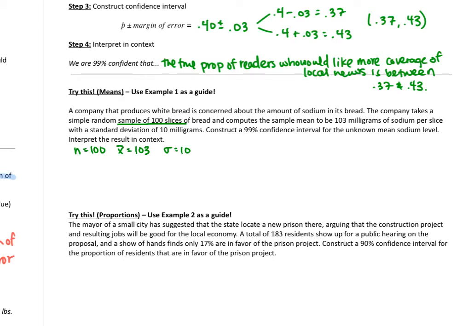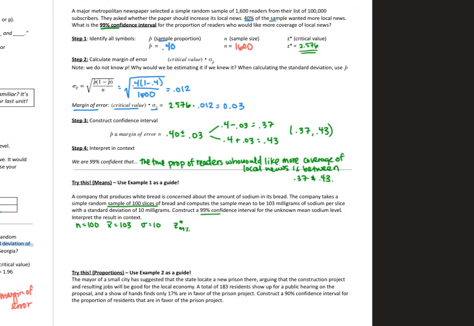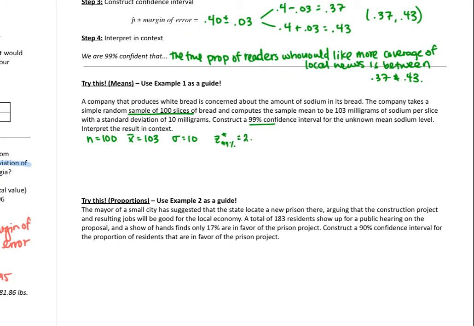And then we're constructing a 99% confidence interval. So the z star value for 99% is the same one as the previous one, 2.576. Okay, step 2, we're going to calculate the standard deviation. The way we do that is sigma over the square root of n. So that's going to be 10 over the square root of 100, which is 1. So that's our standard deviation.